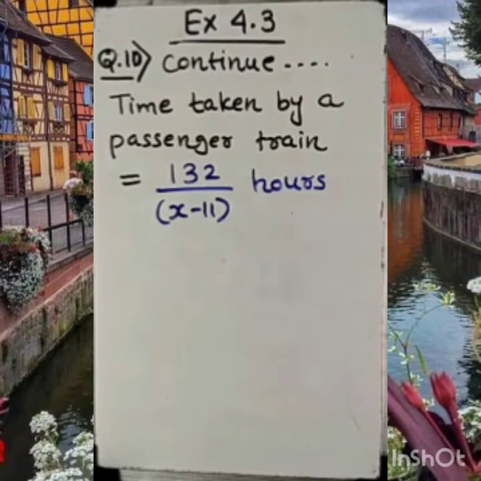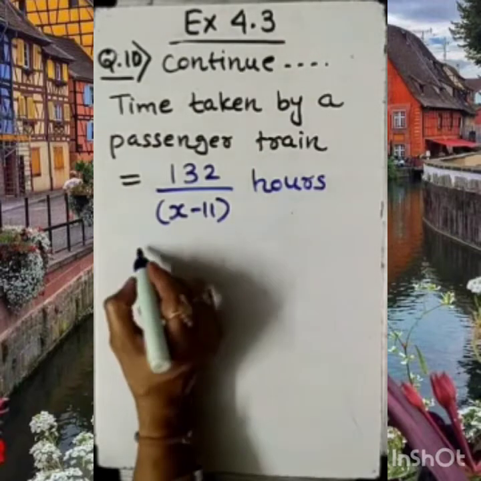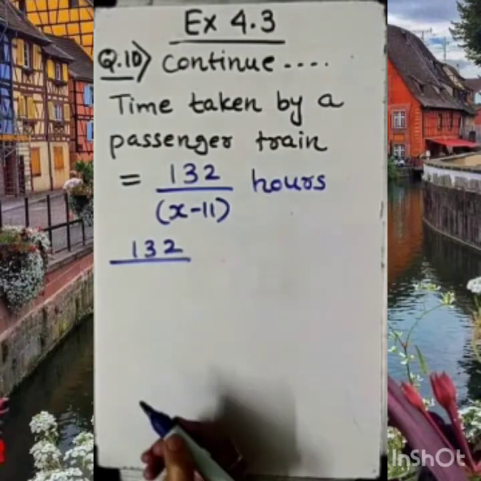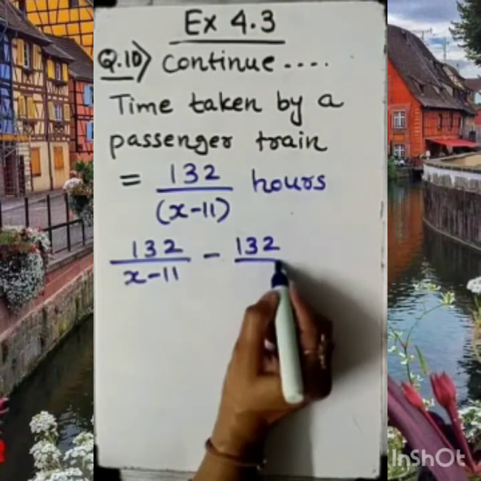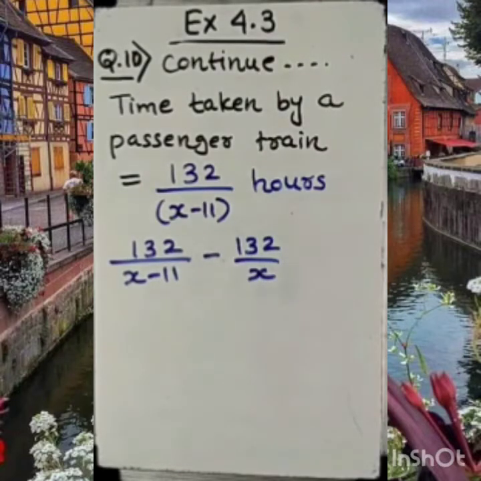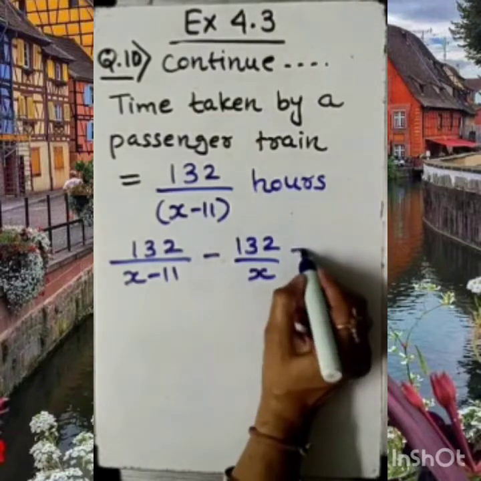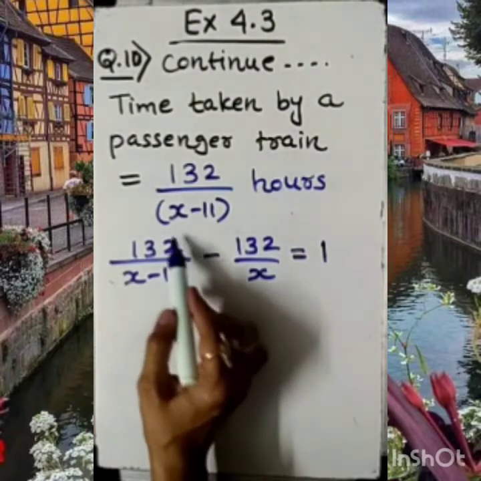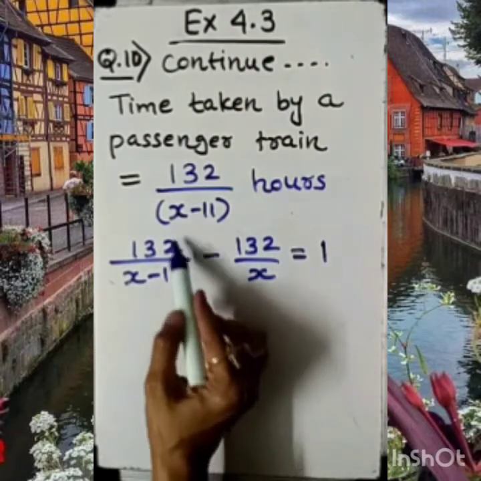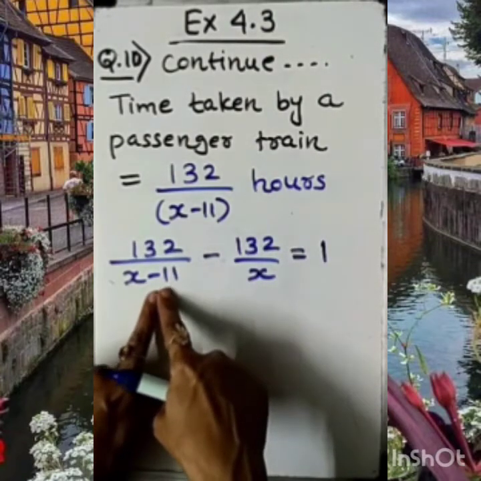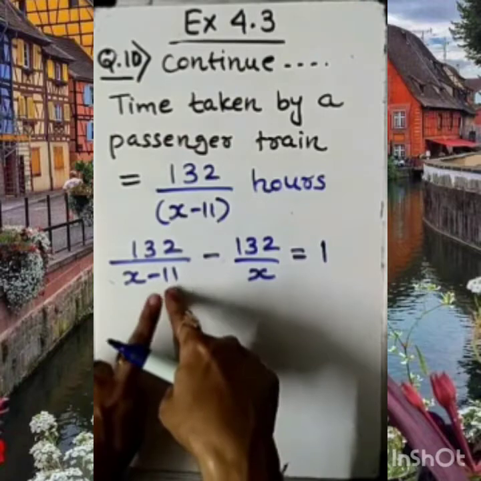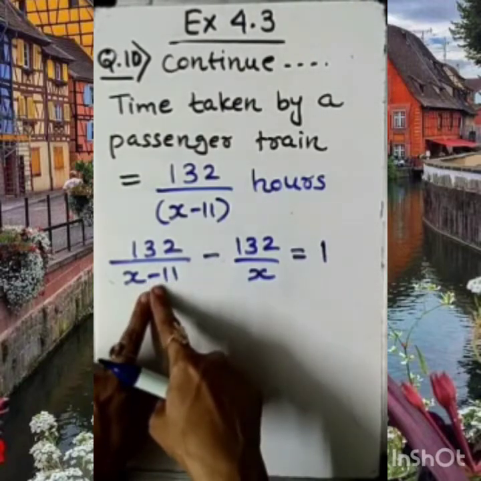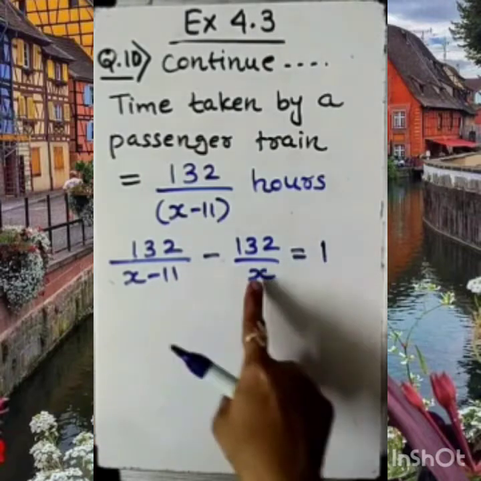Now in the first slide, we are given that the express train takes 1 hour less than the passenger train. So the equation will become 132 upon x minus 11 minus 132 upon x equals 1. What is the reason? The passenger train takes more time than the express train, so its time is bigger. So we subtract this from this, and the difference is 1 hour.